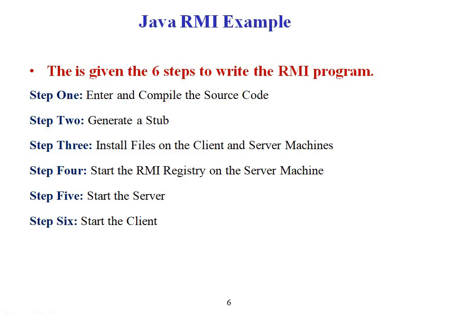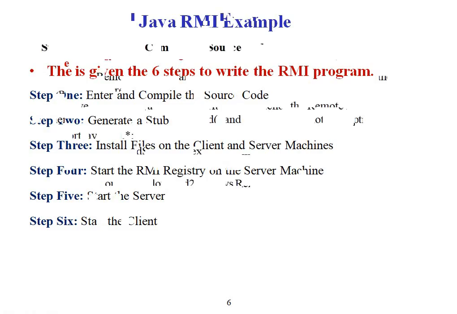We have to follow six steps. Step 1. Enter and compile the source code. Step 2. Generate a stub file. Step 3. Install files on the client and server machines. Step 4. Start the RMI registry on the server machine. Step 5. Start the server. Step 6. Start the client.